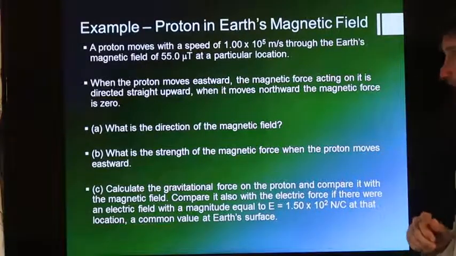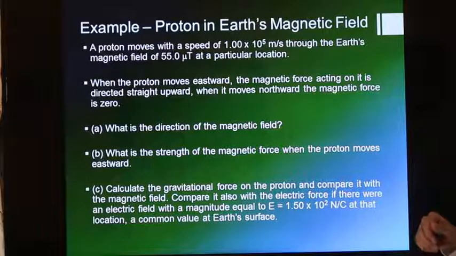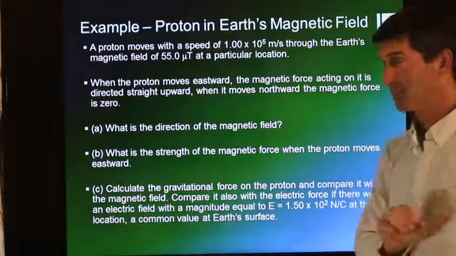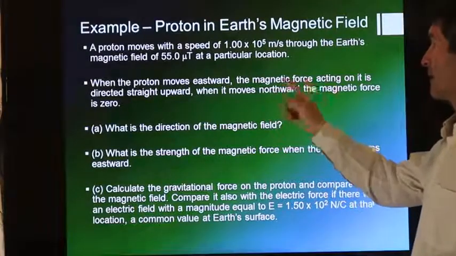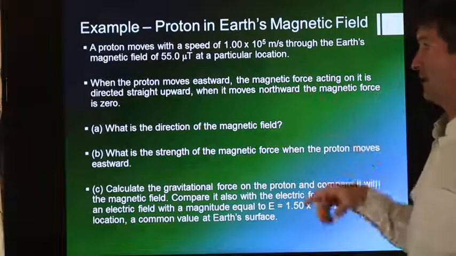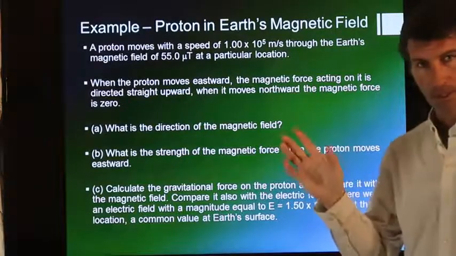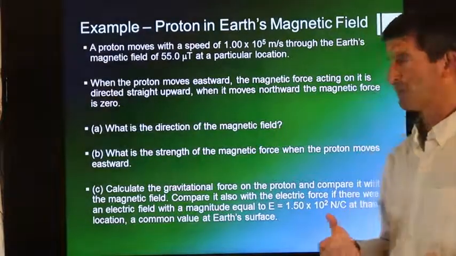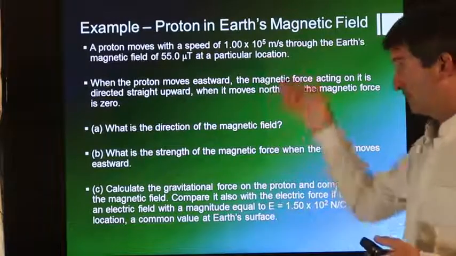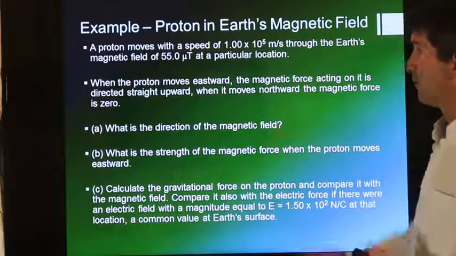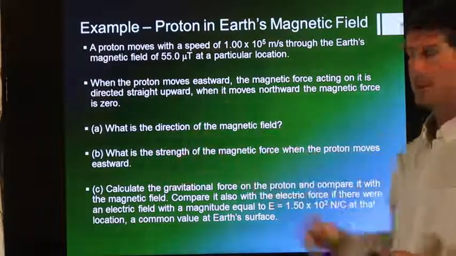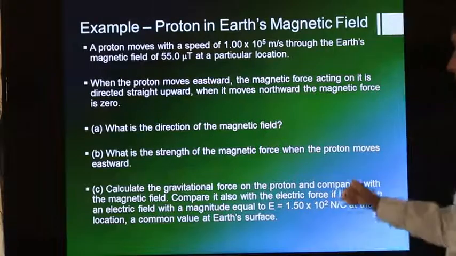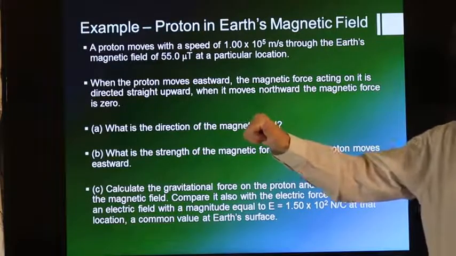What is the direction of the magnetic field? Okay, let me go back to this again because I messed up the original question. When the proton moves eastward, the magnetic force acting on it is directed straight upward. So let's reorient ourselves again. This is why three dimensions is a challenge to think about. Imagine the screen is the surface of the Earth. North is this way, east-west is that way, upward is this way. So what we have is a magnetic force going straight up.